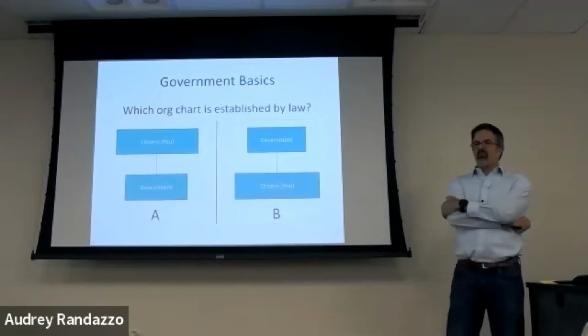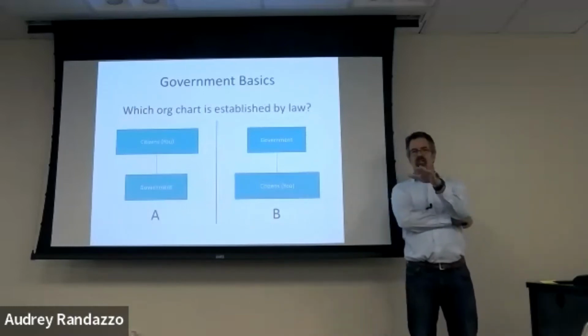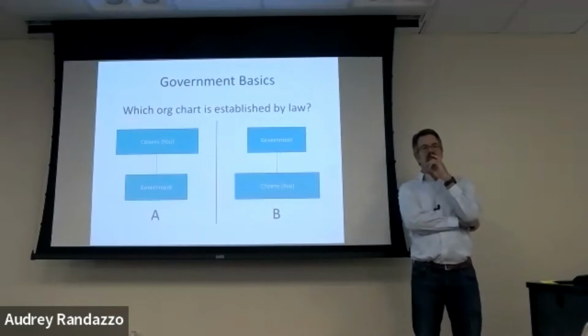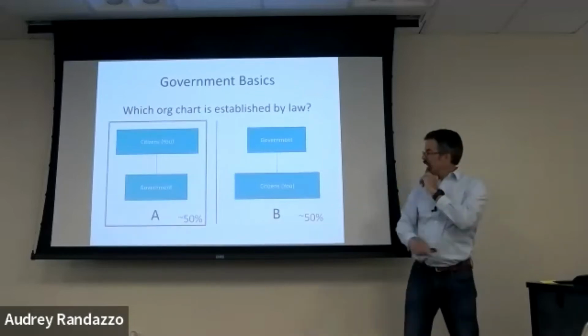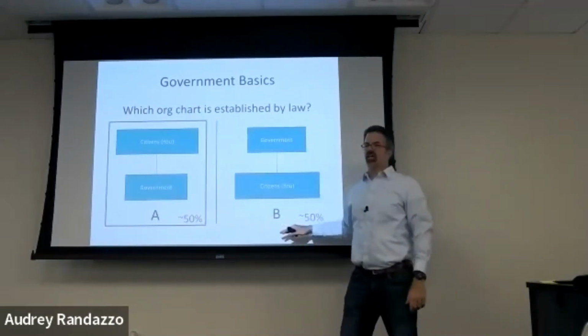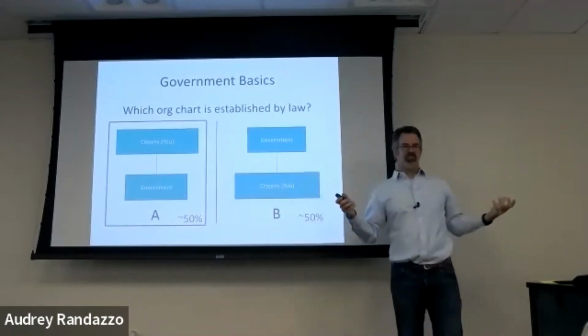Which org chart is established by law? Some A's, not sure. It's a B. Look right there. Yeah, people that know are being quiet. It's A. Yeah, but people don't know it's A. Wait a minute, it's supposed to be A, but it feels like B. What the hell is going on here?